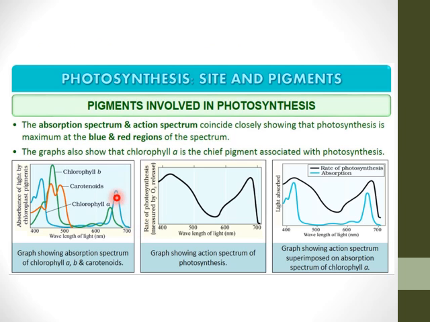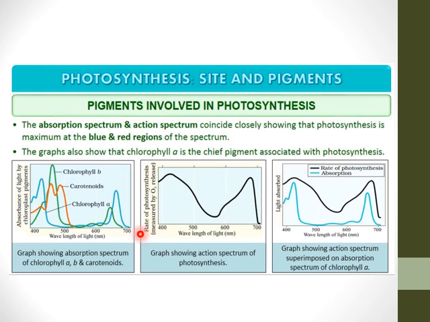So in this graph you can see the absorption and the action spectrum coincide closely, showing that the photosynthesis is maximum at blue and red regions of the spectrum. The graph also showed that chlorophyll A is the chief pigment associated with photosynthesis.